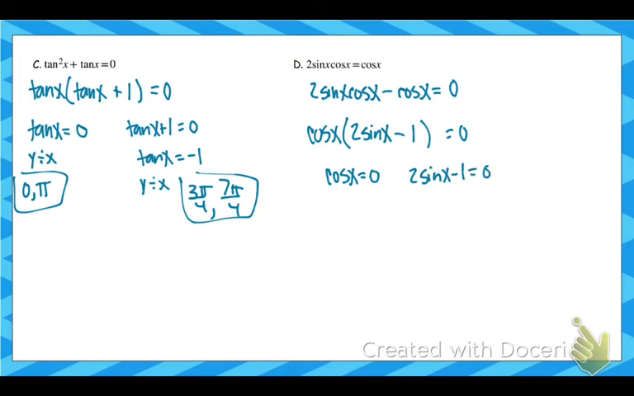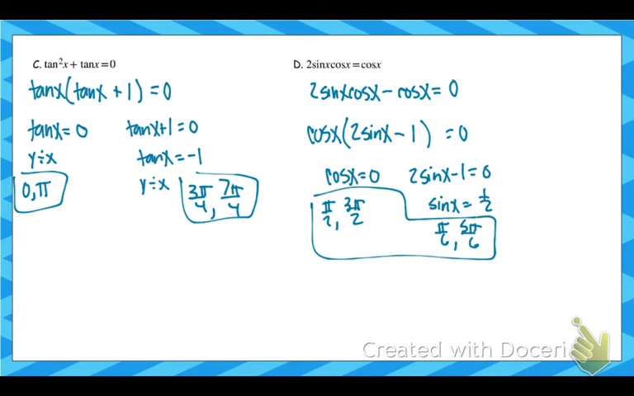So cosine is the x coordinate. The x coordinate is 0 at pi over 2 and 3 pi over 2. You get sine x by itself, so we would add 1 and divide by 2. Sine is going to be a positive 1/2 at pi over 6 and 5 pi over 6. So all 4 of these would be solutions here.